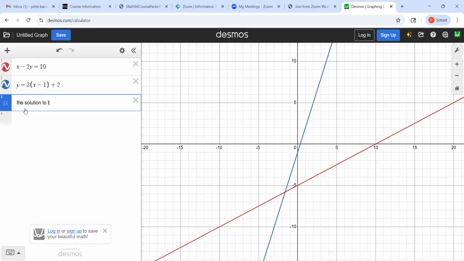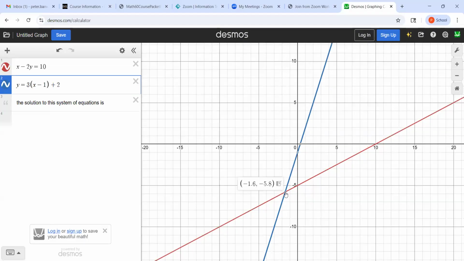The solution to this system of equations is (x, y) equals (negative 1.6, negative 5.8). That's the only xy coordinate point that is on both of these lines. So it's the only xy pair that makes both equations true at the same time. And that's exactly what it means to be a solution.